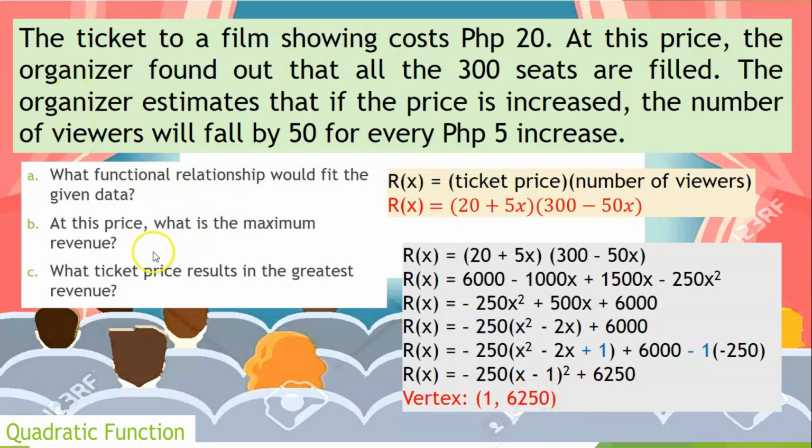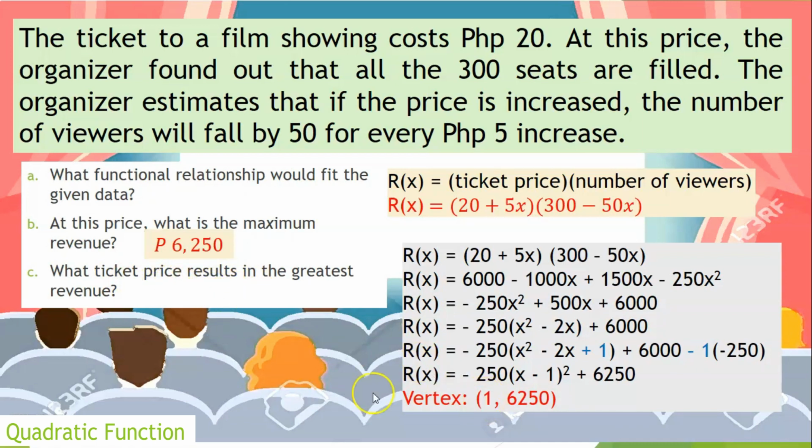6,250 pesos. So at what price, at this price, what is the maximum revenue? So with this, that would be 6,250 pesos.